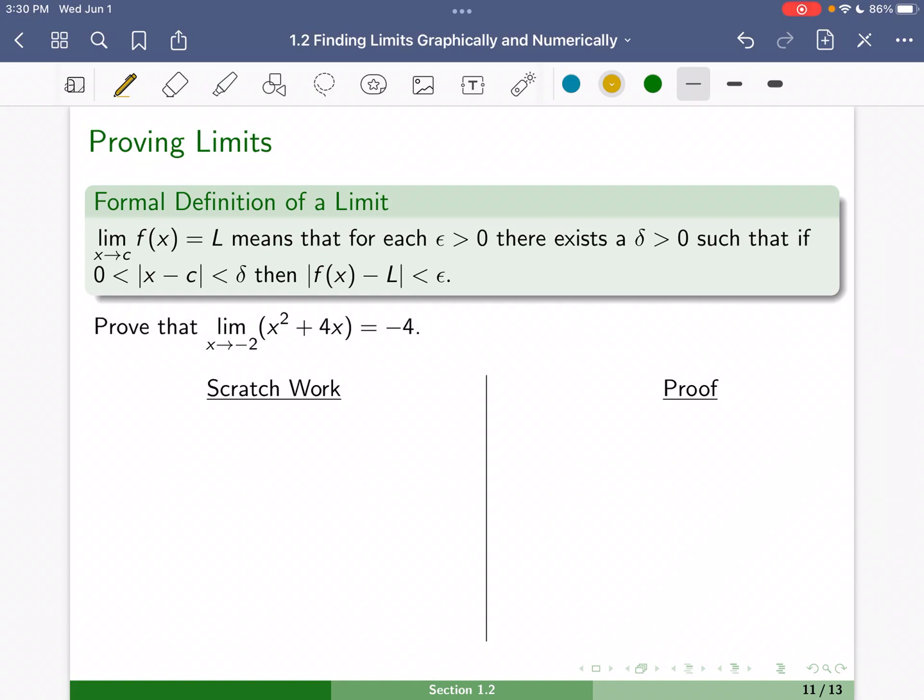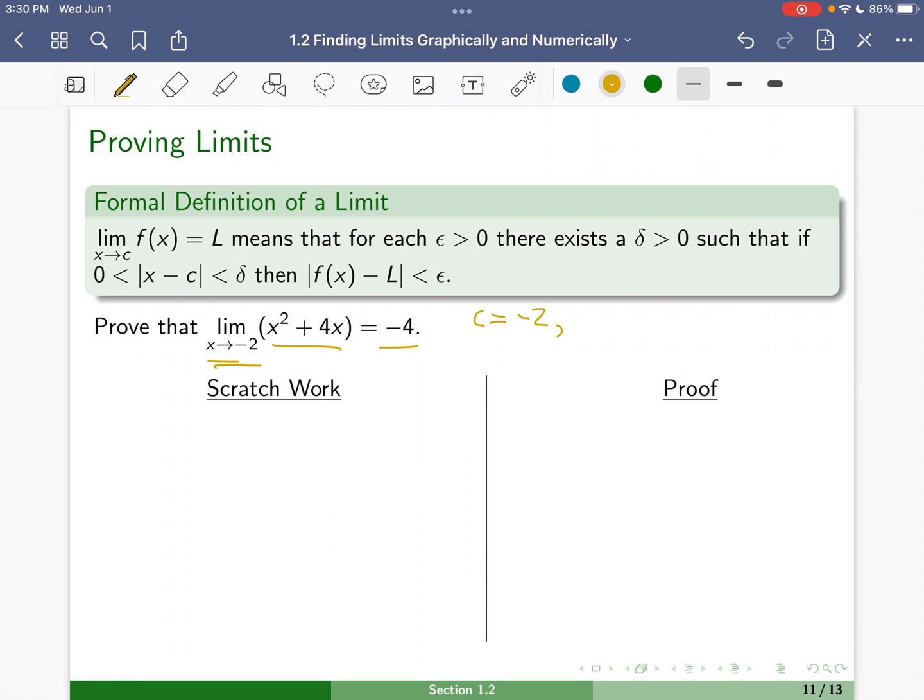In this video, we're going to look at another example where we formally prove a limit. So here, we are going to prove the limit as x approaches -2 of x squared plus 4x is equal to -4. So in this problem, what is our value of c? What is x heading towards? So x is heading towards -2, so our value of c is -2.